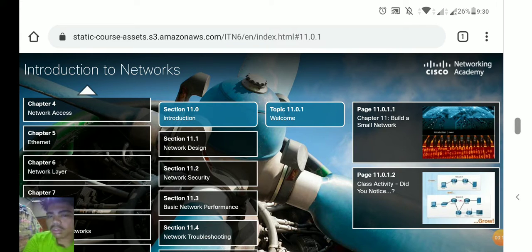To build a small network. Build small network topology. Typical small business network. Small networks have simple design. Only a small number of network devices are needed.